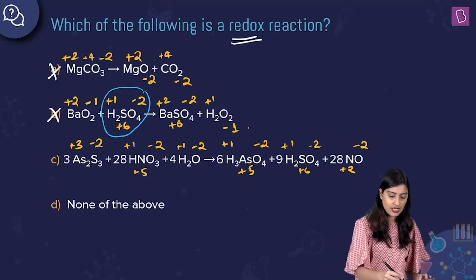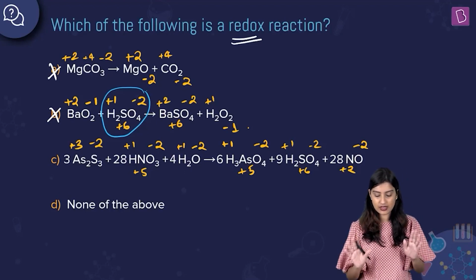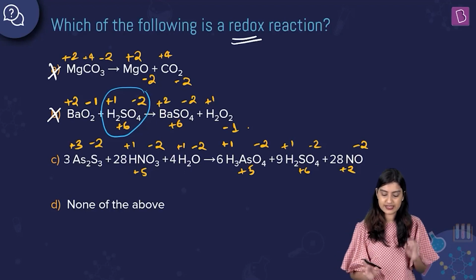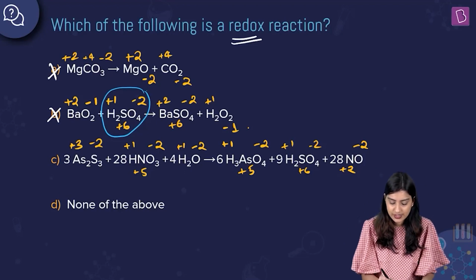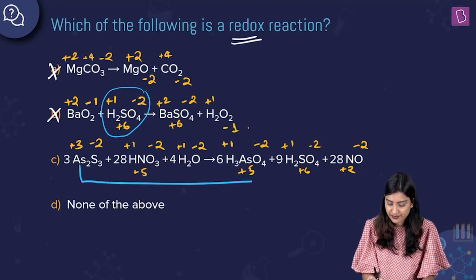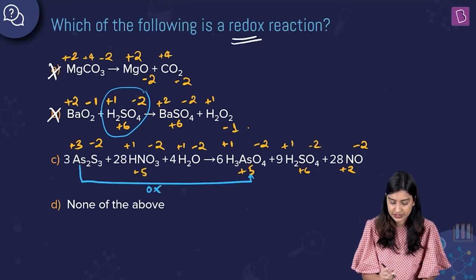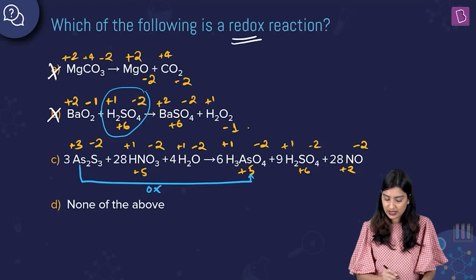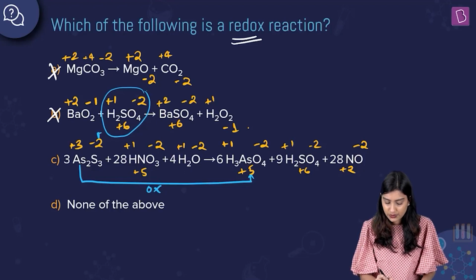Okay, so now you can see there is quite a lot of change in oxidation state that's happening. Arsenic went from +3 to +5. First of all, that is oxidation. Then you have sulfur, which went from -2 to +6.